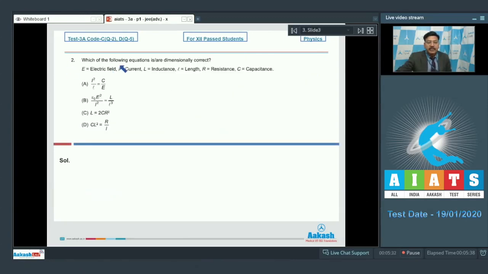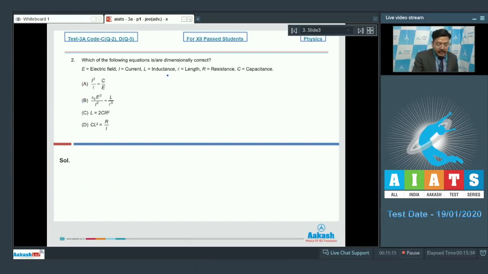Question 2 says, which of the following equations is dimensionally correct? Here capital E stands for electric field, I stands for current, L stands for inductance, small l stands for length, R stands for resistance, and C stands for capacitance. We need to evaluate each and every statement.